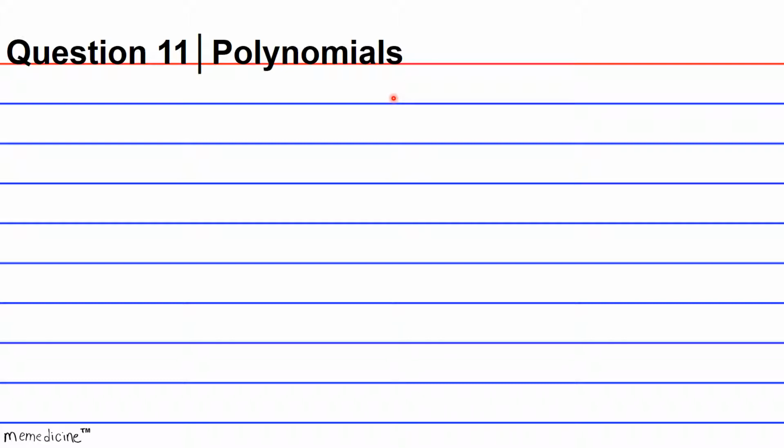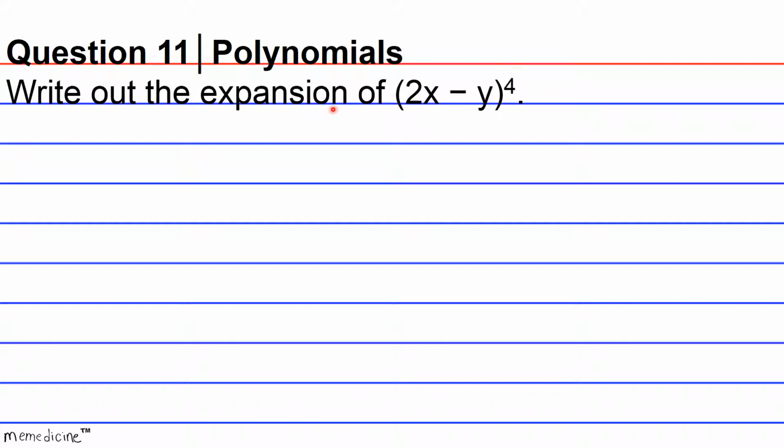Question 11, Polynomials. Write out the expansion of 2x minus y raised to 4. Definitely press pause if you need to, and I'll give you a moment to think. All right, so this is of the form a plus b raised to the n, okay? Hence, it's a binomial raised to a power, and n in this case is the exponent 4.